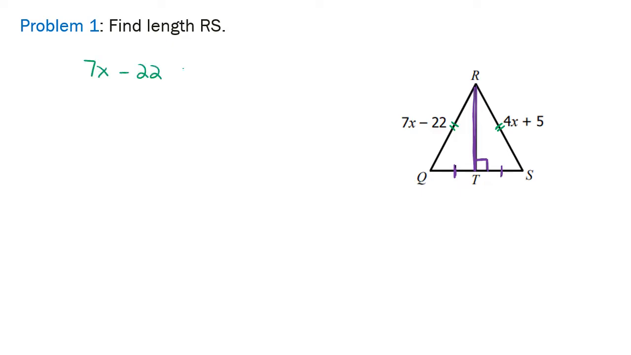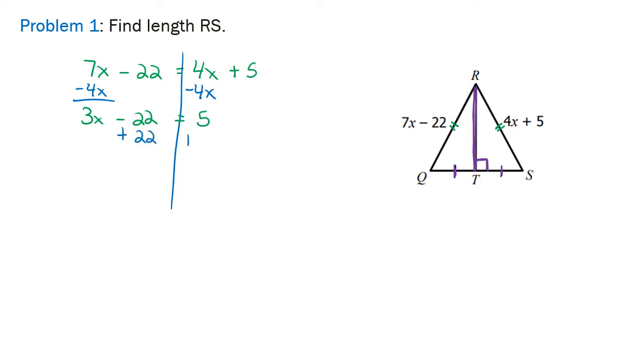7x minus 22 equals 4x plus 5. You want to go ahead and solve the equation. So I want to get x on one side of the equation. Here's my equal sign. I'm going to take this 4x and subtract it across the equal sign, over here underneath the 7x. That's going to give me 3x minus 22 equals 5. I am then going to add the 22 over to the 5 because I want the x term on the left side of the equation and the number on the right side. That's going to give me 27. I bring down my 3x. I want to get x by itself by dividing by 3.